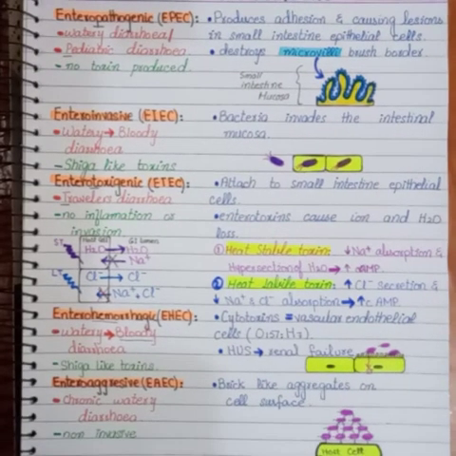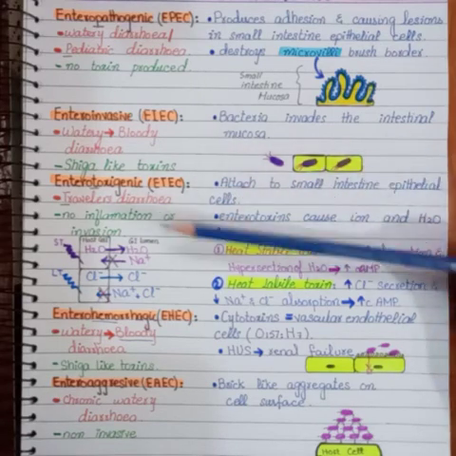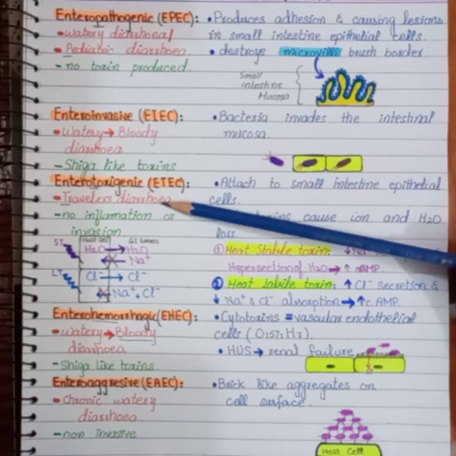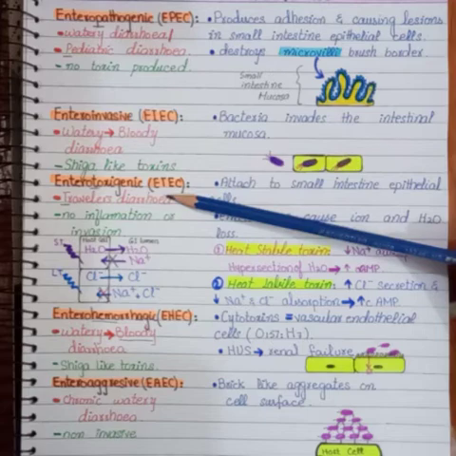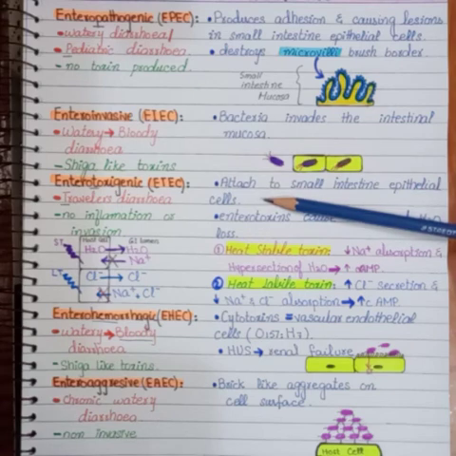So next we have the enterotoxigenic E. coli, and from toxigenic you can easily remember it will cause traveler's diarrhea. And what is the mechanism of the enterotoxigenic E. coli? When bacteria enter the small intestine, they will attach to the small intestine epithelial cells.